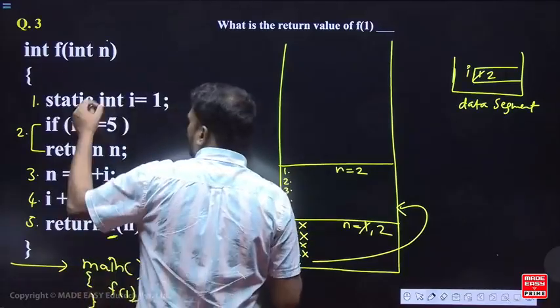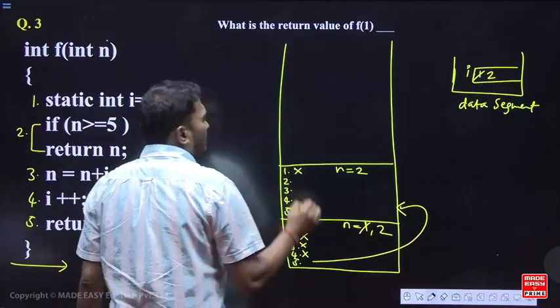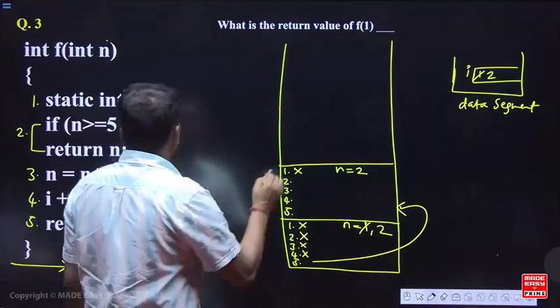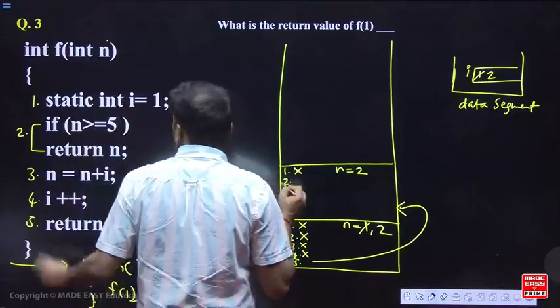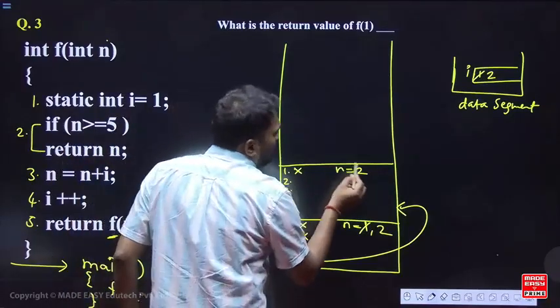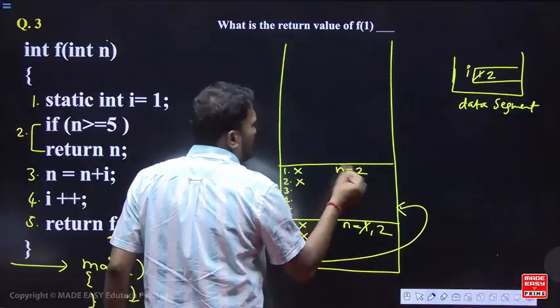Now what is the first statement? Static. So by looking at the static, it will simply skip. Now second statement, if n greater than or equal to 5, you say return n. N greater than or equal to 5, true or false? False. So this is not done.